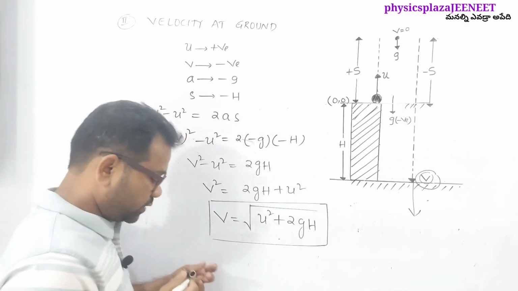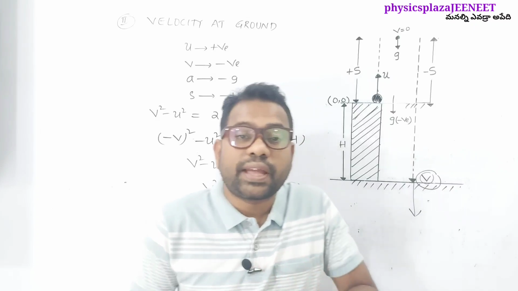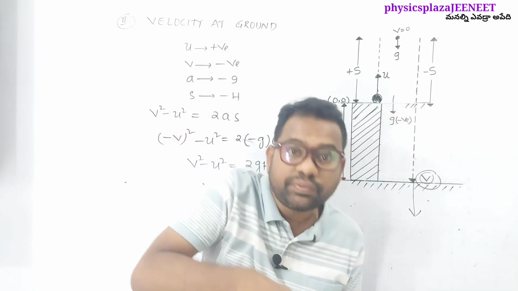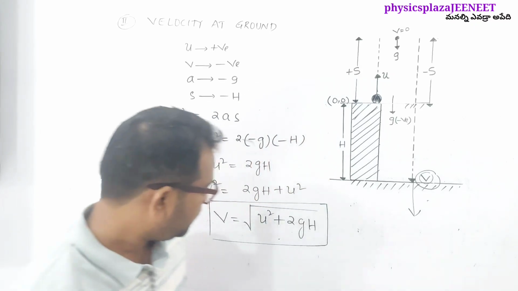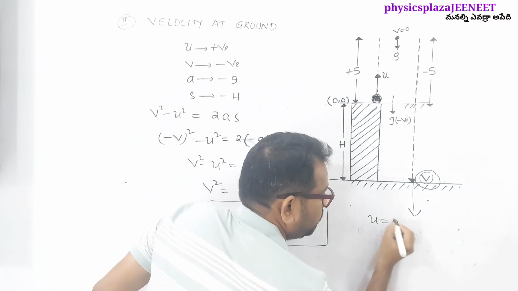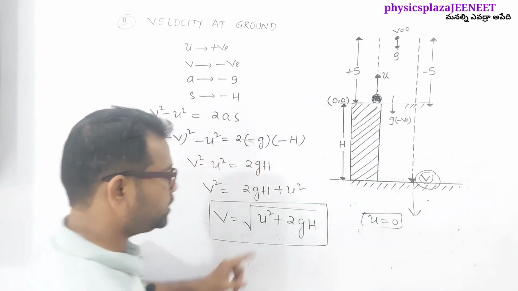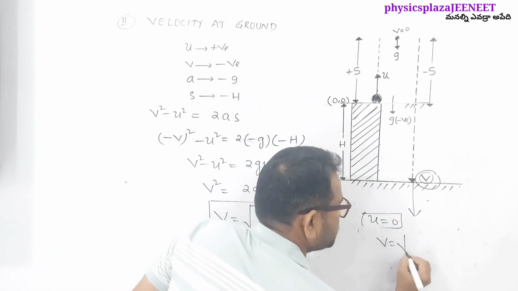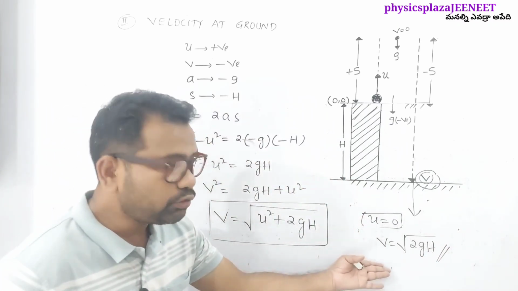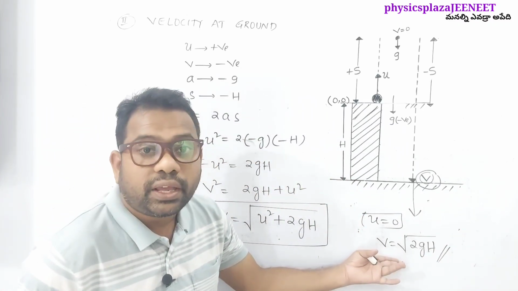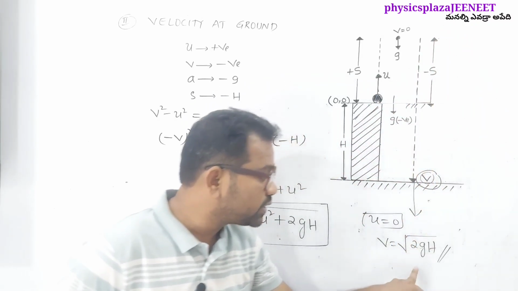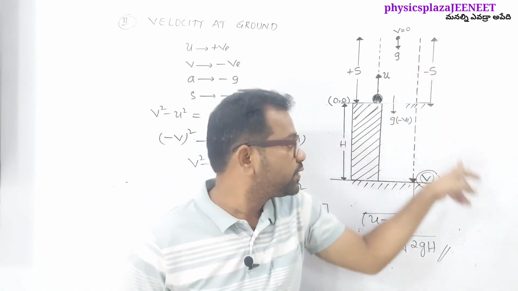Now children, you may get one doubt: sir, how can we calculate the velocity of collision if we are standing on a building and throwing with some velocity? U can't be 0. Still, this formula is valid. What if u is equal to 0? If u is equal to 0, then v is equal to square root of 2gh. So this is the case where it is from height to ground. It is going to be the first case again.